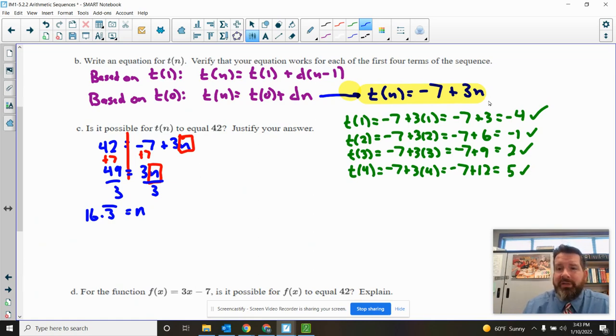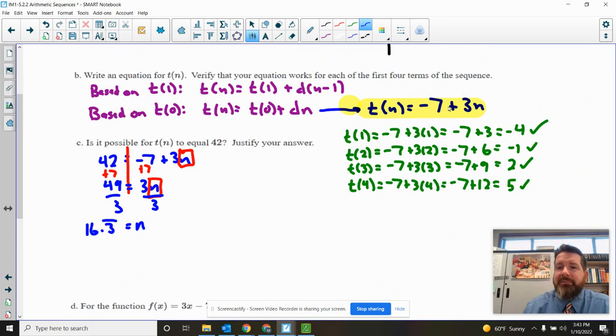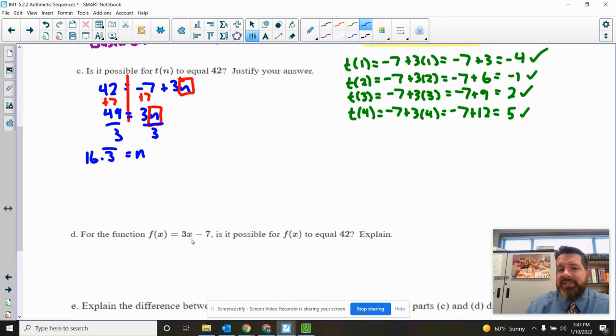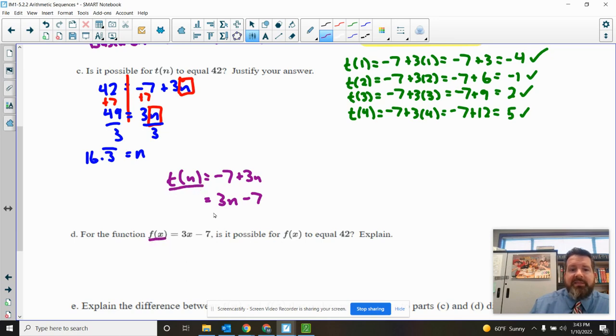Now our equation here was negative 7 plus 3n. I need you to see how that's similar to this equation. So let's just do some writing. So our T of n was negative 7 plus 3n. If you just change the order here and make it 3n minus 7, that's the exact same thing. And I hope you can see then how that matches up with this. T of n becomes f of x, 3n is 3x, and the minus 7 is minus 7.